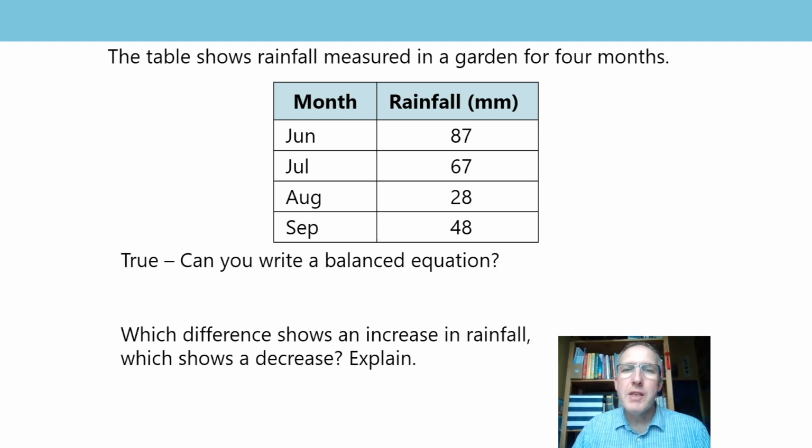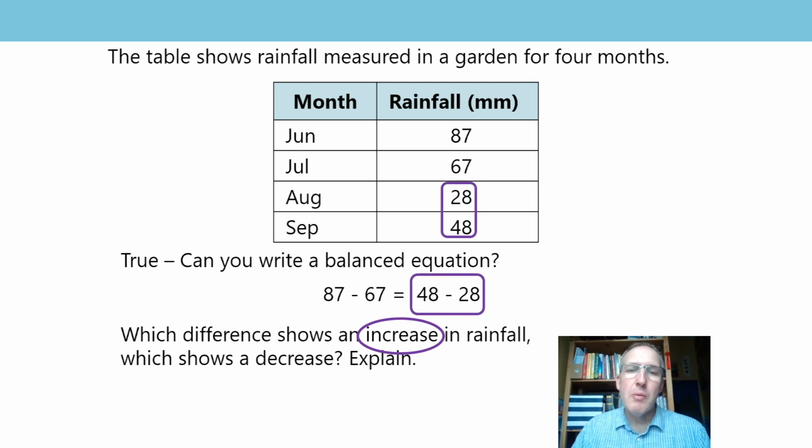What did you find? Did you say it's true? Did you write a balanced equation like this one? 87 minus 67 is equal to 48 minus 28. The differences are both 20, aren't they? Which difference shows an increase in the rainfall? That's it. From August to September, the difference increased by 20 millimetres. So which one was a decrease? That's it. June to July, the difference decreased by 20 millimetres. 87 minus 67.